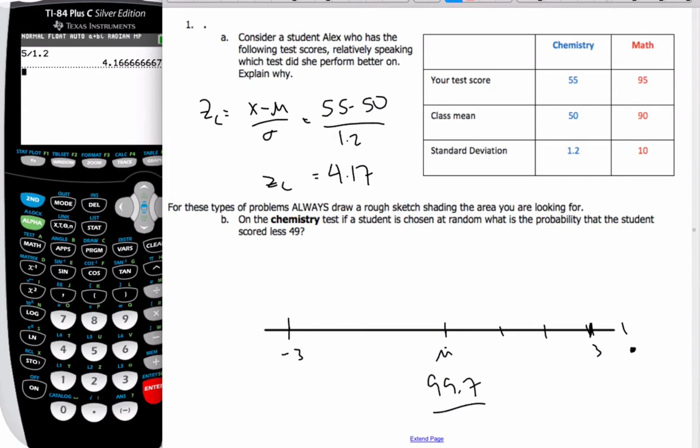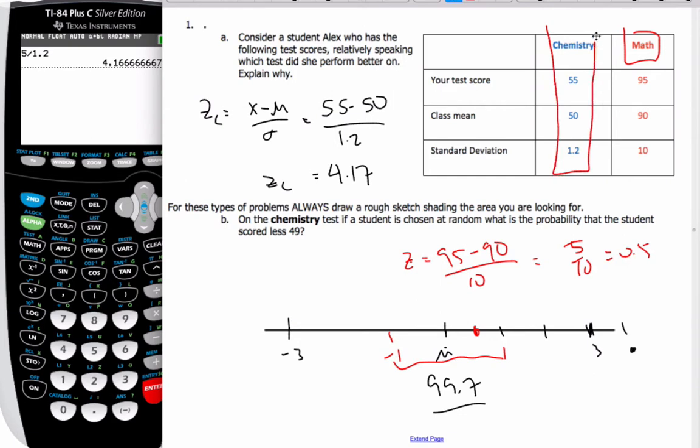If I switch over to the math and do a z-score for this, my z-score for math will be 95 minus 90 over 10. Well, that's 5 over 10, which is 0.5. This is Alex's math score. Here's 1 to negative 1, and here is 68% of the population. So this is not an incredibly high score. It's really close to average. And so she seriously outperformed herself and everyone else in the chemistry test relative to the math. That's how we use z-scores. Their measurement is standard deviations, and it standardizes values so that we can compare them.